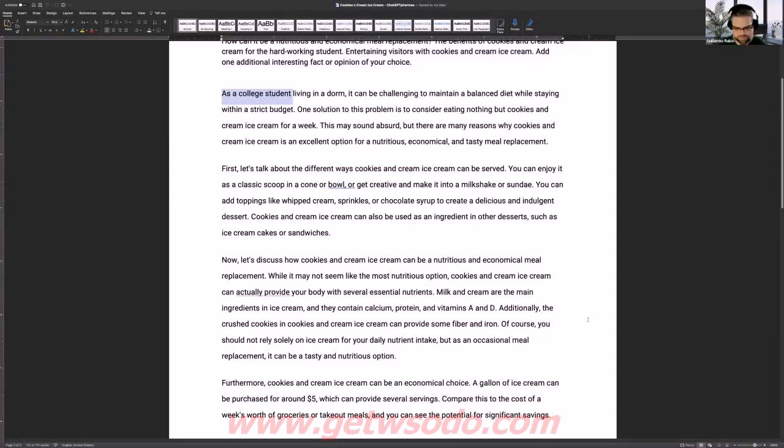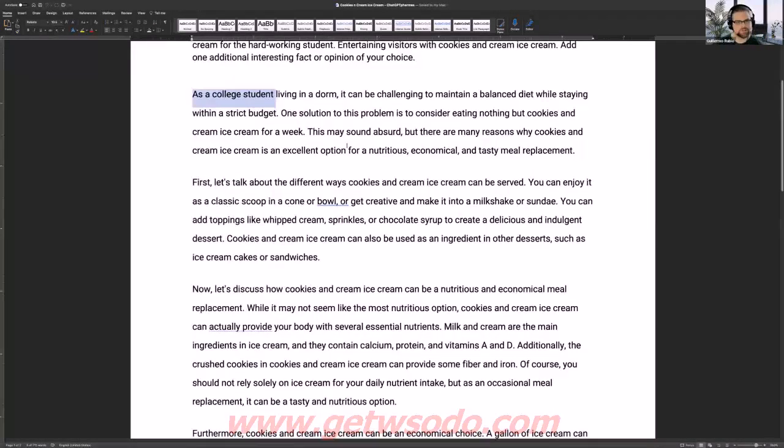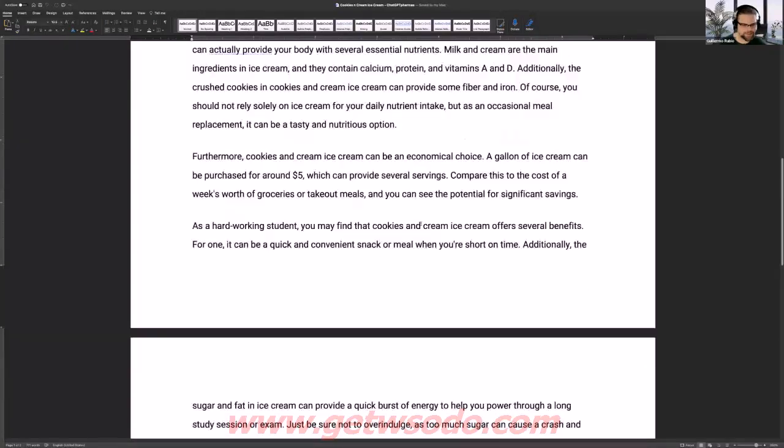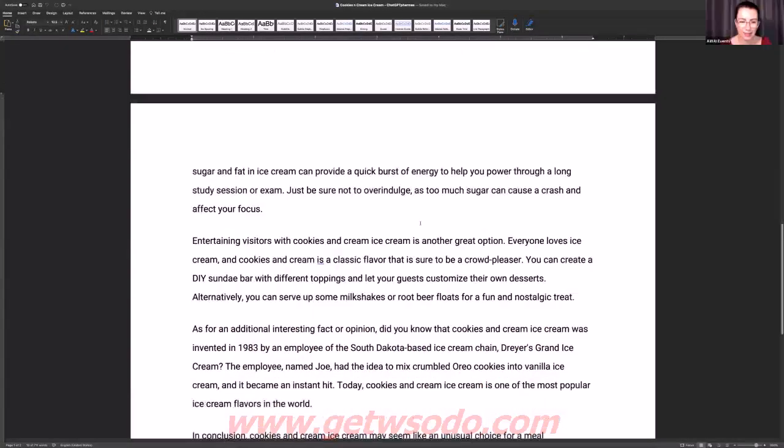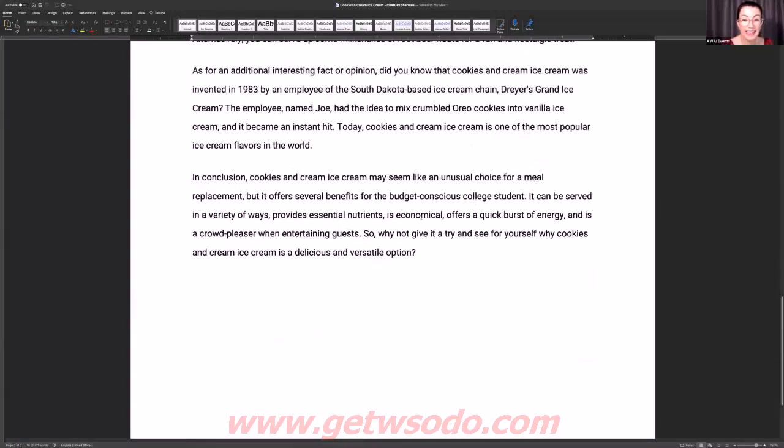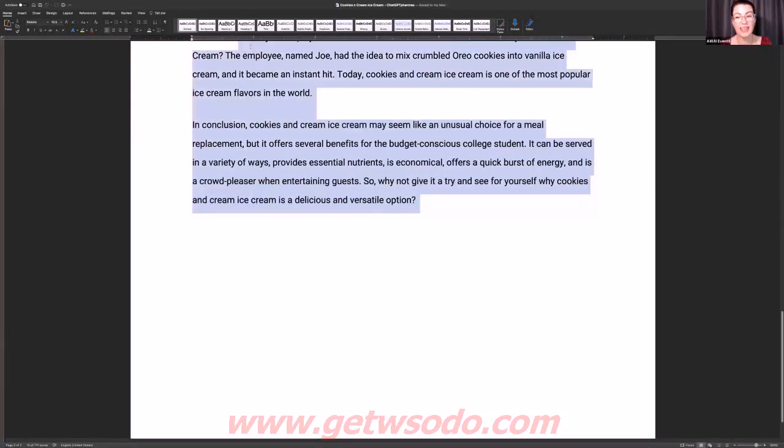So as a college student, let me just zoom in. So as a college student living in a dorm, it can be challenging to maintain a balanced diet while staying within a strict budget. One solution to this problem is to consider eating nothing but cookies and cream ice cream for a week. At least it knows it's absurd. Yeah, but there's many reasons. First, let's talk about the many ways it can be served. So this is funny, but I don't think anybody would take it seriously as an article. But I applaud the creativity. The fact that it said it's nutritious is scary.